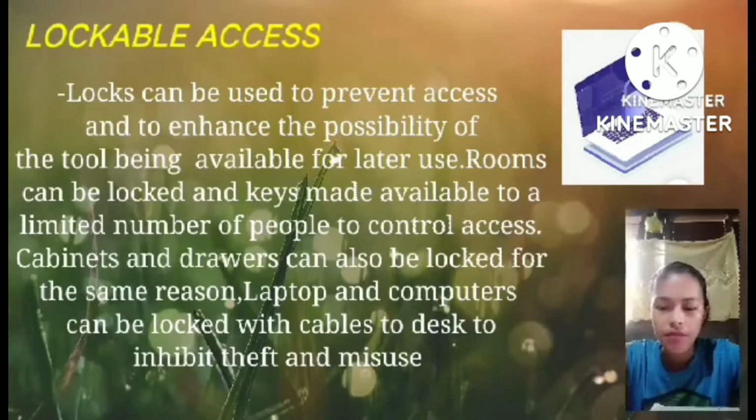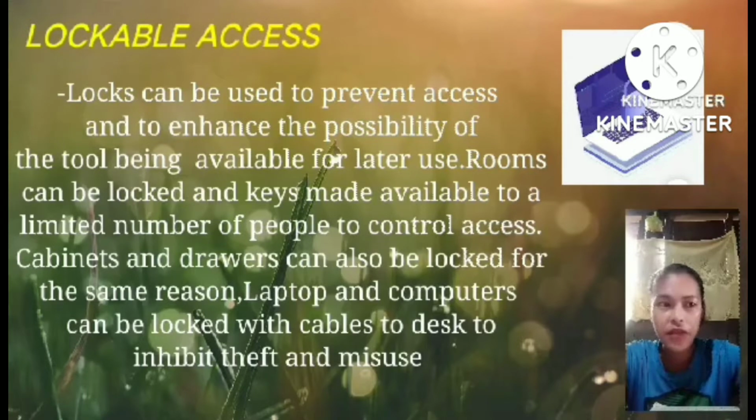Lockable access. Locks can be used to prevent access and to enhance the possibility of the tool being available for later use. Rooms can be locked and keys made available to a limited number of people to control access. Cabinets and drawers can also be locked for the same reason. Laptop computers can be locked with cables to a desk to inhibit theft and misuse.